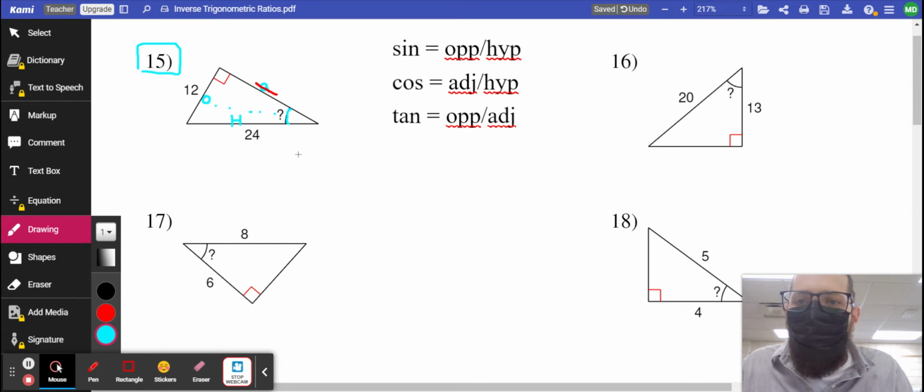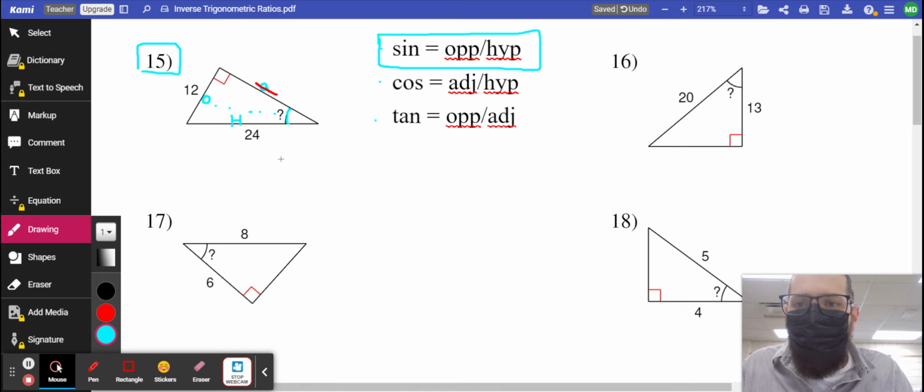So I need to pick a trig word now. So I'm going to use sine, cosine, or tangent. And I know that this triangle involves information using the opposite, which is 12, and the hypotenuse, which is 24. So I need to pick one of these that uses the opposite and the hypotenuse. My answer for which one to grab would then be sine, because it uses opposite and hypotenuse.